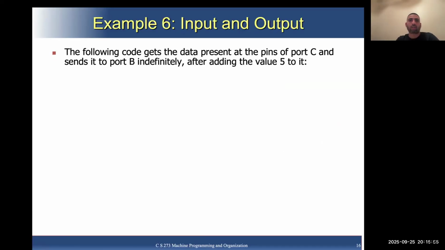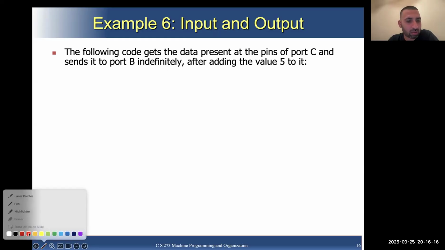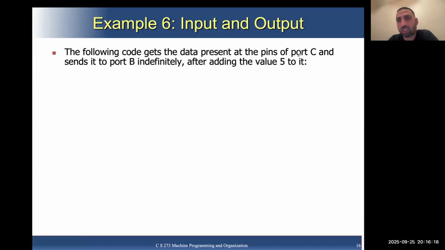Okay, here we have another example where we are doing both things: reading input on one port and writing output on another port. The following code will get the data present at the pins of port C and send it to port B indefinitely after adding 5. So you simply want to read the value from port C, add 5 to it and send it to port B, and you want to do it in an infinite loop, right?